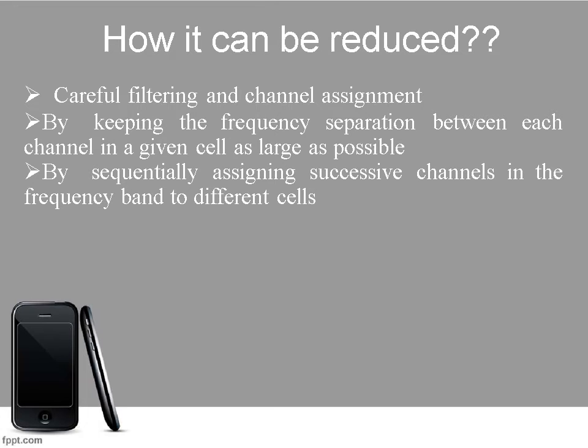How can it be reduced? Careful filtering and channel assignment will reduce it. By keeping the frequency separation between each channel in a given cell as large as possible, we can reduce that interference. By sequentially assigning successive channels in the frequency band to different cells, we will also reduce that interference.